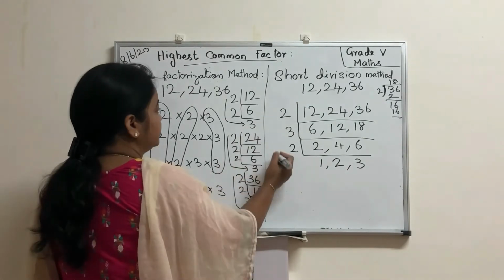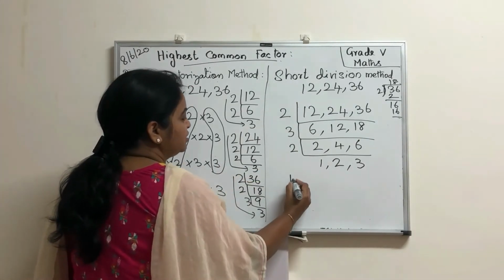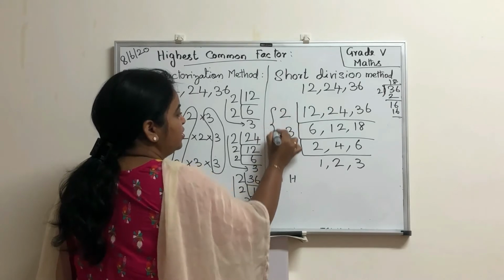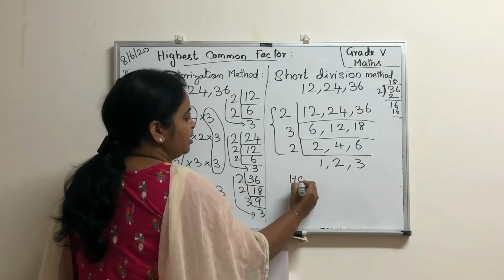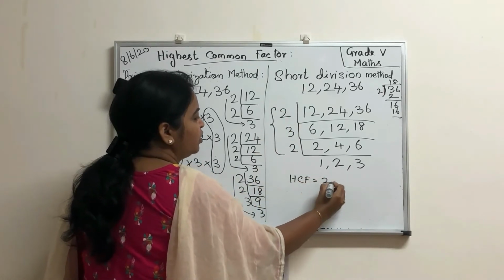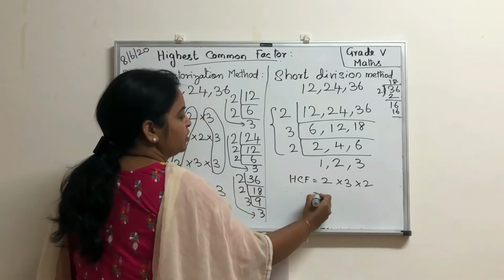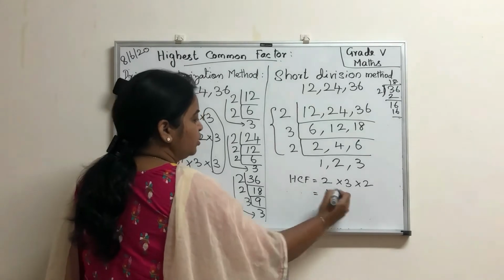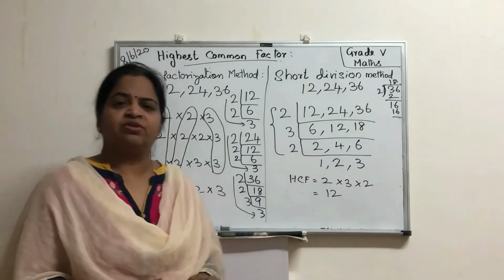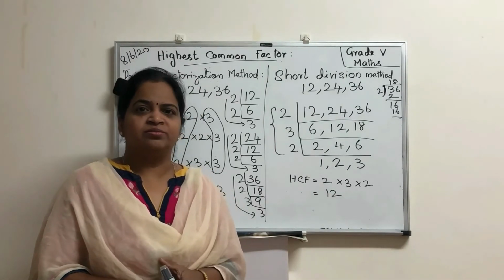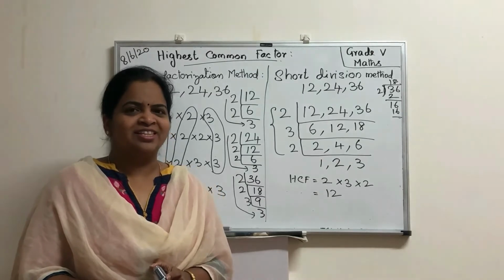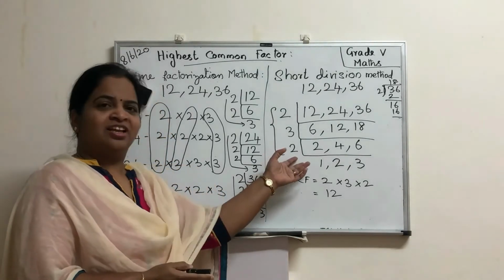So what are all the factors here? HCF equal to, only these 3 numbers we are going to take. HCF equal to 2 into 3 into 2 is equal to 12. HCF equal to 12. You got it? This method is easy, right?